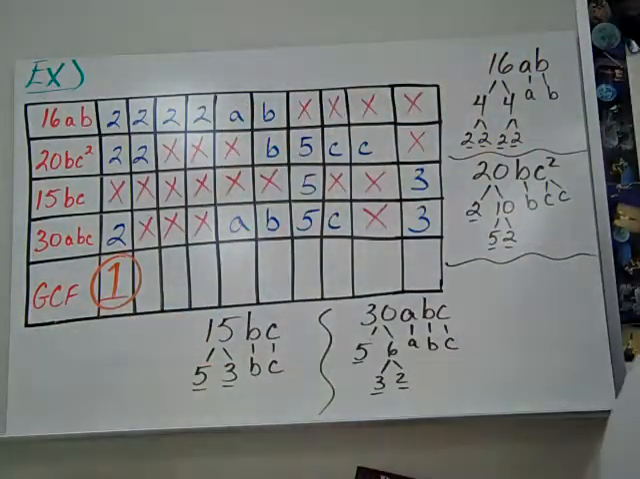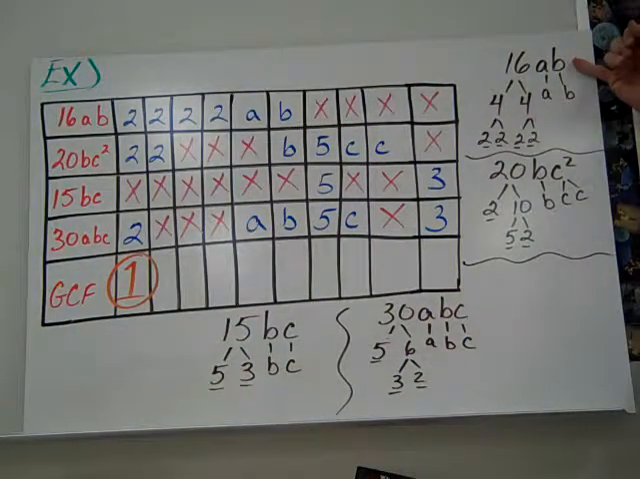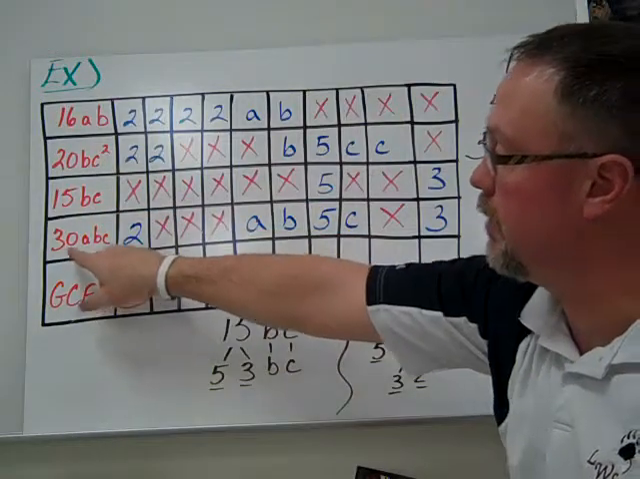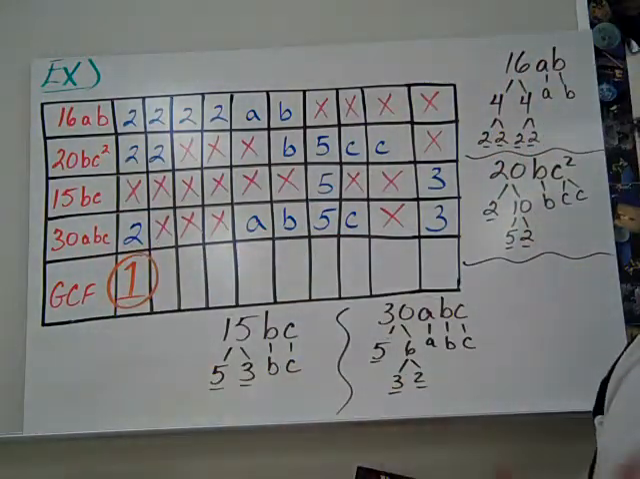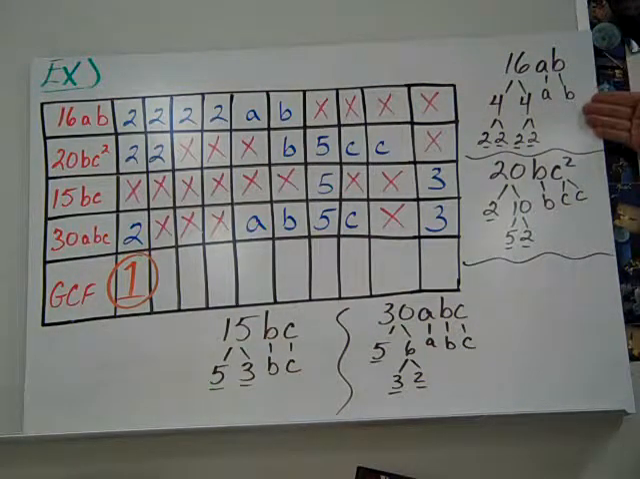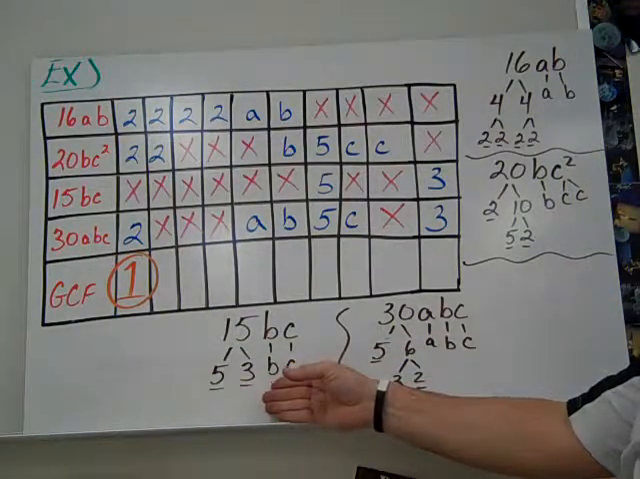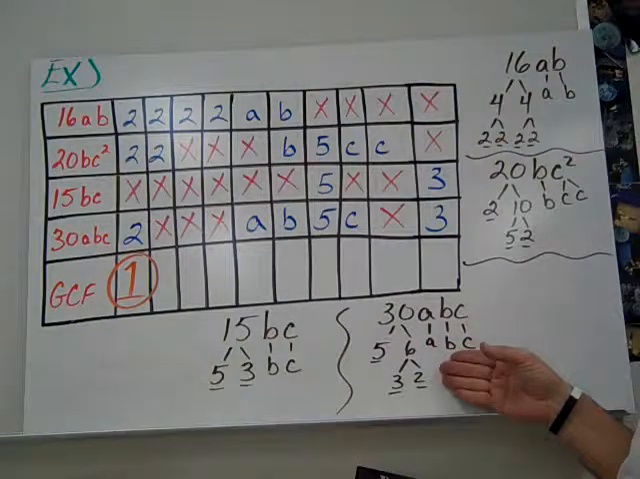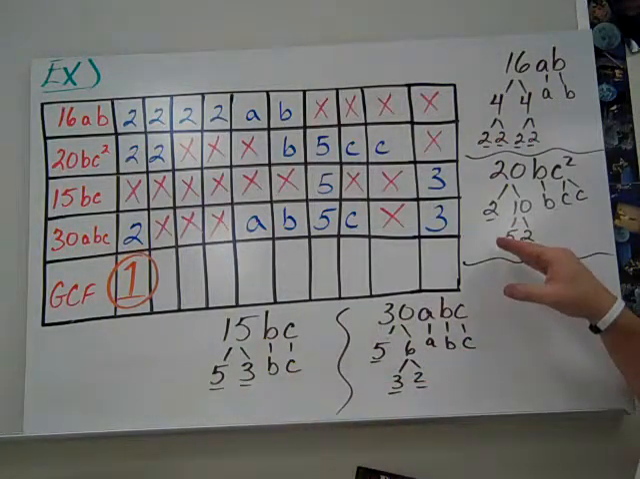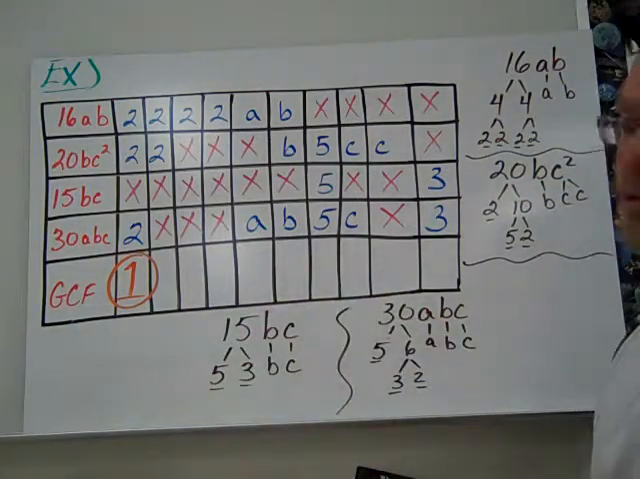So if we take on another example, we look at our numbers of 16ab, 20bc squared, 15bc, 30abc. We're going to break these down as primes. So again, here's my 16ab, my 20bc, my 15bc, and my 30abc. Again, breaking down into my prime factors, those are going to go in the grid. Those are the only ones that are going to go in the grid.